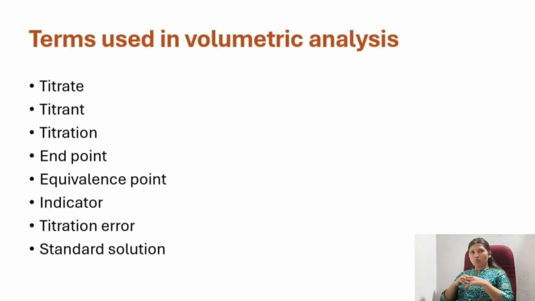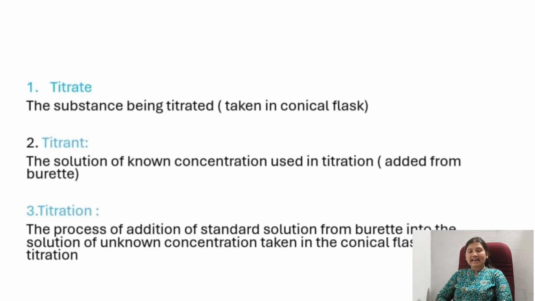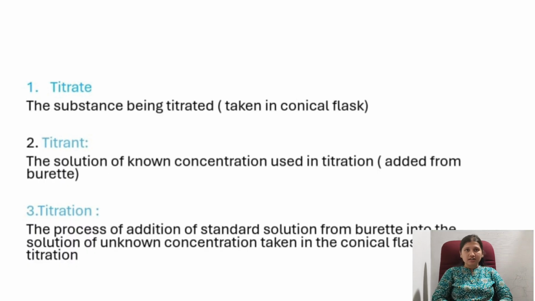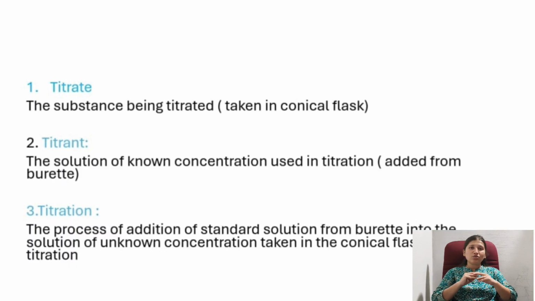The terms used in volumetric analysis are titrate, titrant, titration, endpoint, equivalence point, indicators, titration error, and standard solution, etc. The first one is titrate. The substance being titrated is known as a titrate. It can be taken in a conical flask to determine the unknown concentration of a sample.